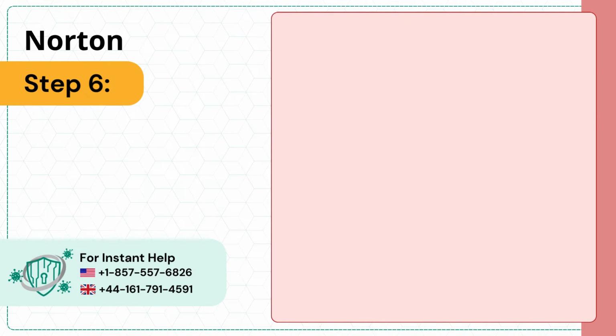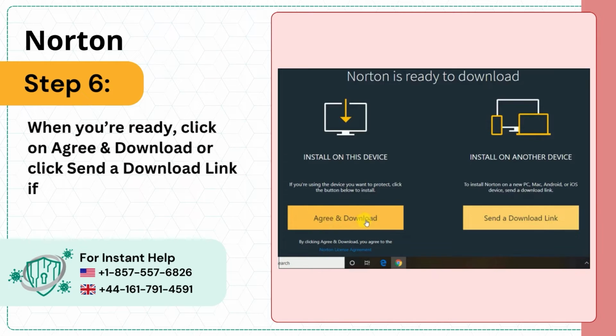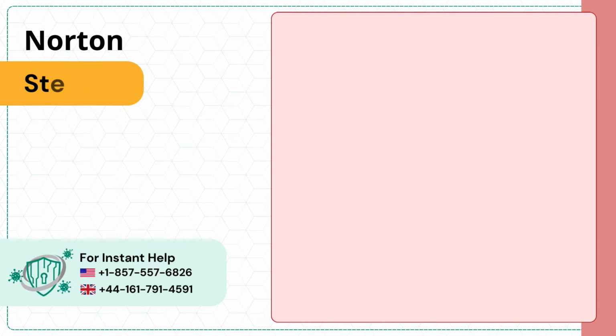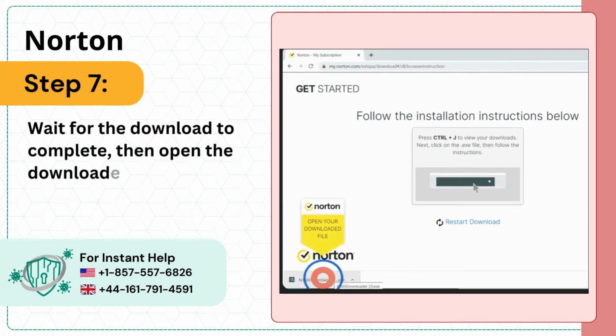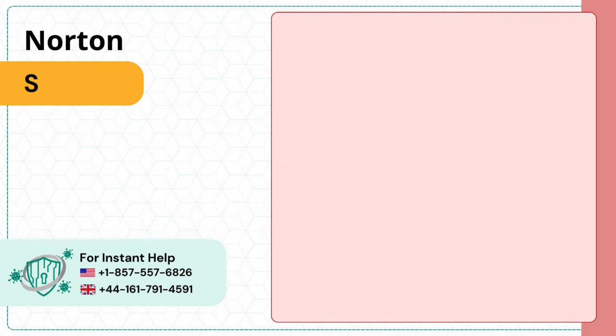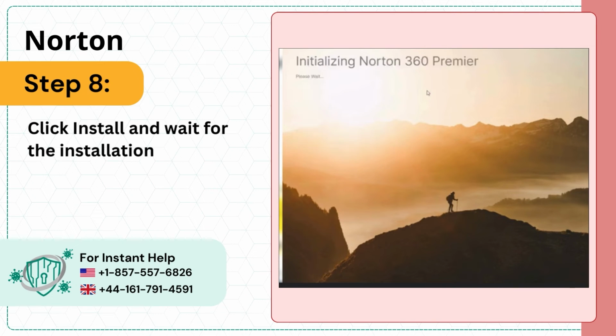Step 6. When you're ready, click on Agree and Download or click Send a download link if you want to install it on another device. Step 7. Wait for the download to complete, then open the downloaded file. Step 8. Click Install and wait for the installation process to complete.